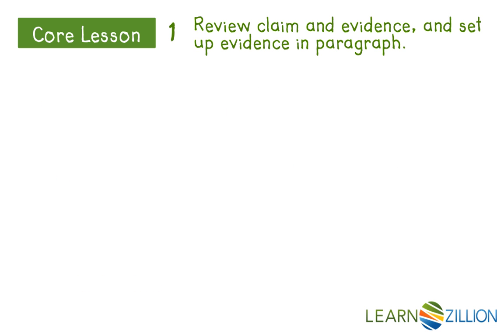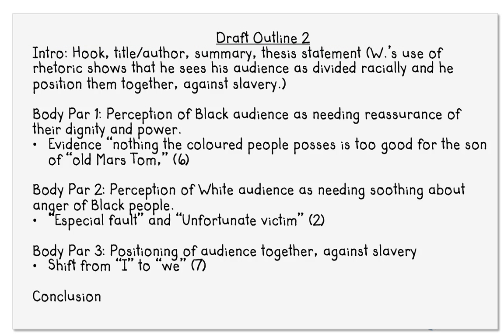Step 1, reviewing the claim and evidence and then setting up the evidence in a paragraph. So first we'll take a look at my outline with my claim and evidence, remembering that my claim is that Washington's use of rhetoric shows that he sees his audience as divided racially and he positions them together against slavery.